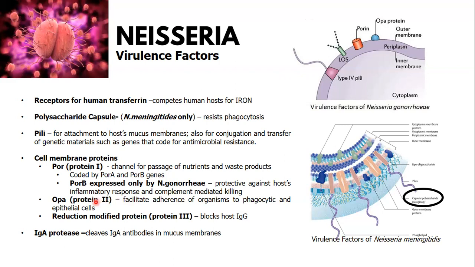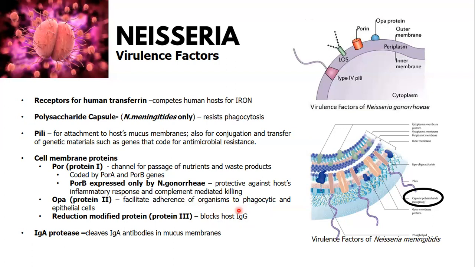Protein 2, expressed on the surface by both of these pathogenic Neisseria, also facilitates their adherence to phagocytic cells and epithelial cells. And protein 3 also enables these two organisms to block host IgG.